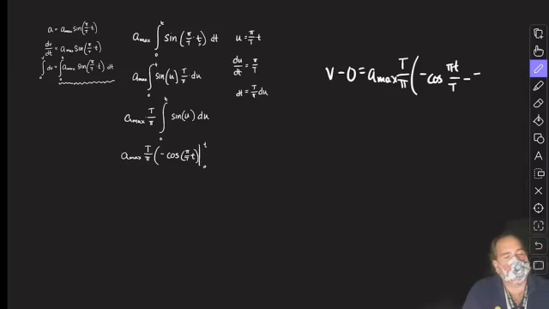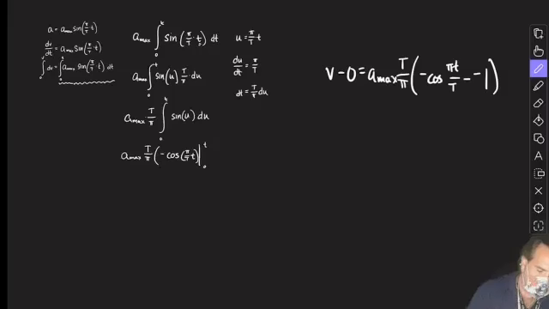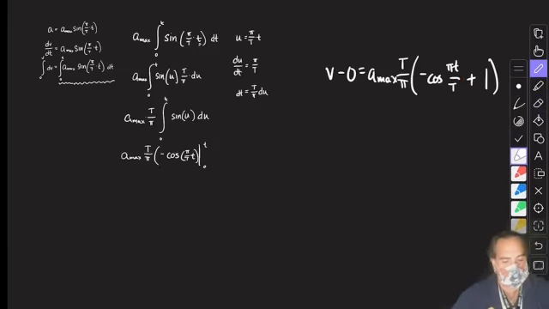What is the cosine of 0? 1, so minus negative 1. So that's just going to turn that into plus 1. So that just all becomes plus 1. There it is. That's the answer. That is our expression for the velocity in terms of the time. It's not easy to look at, is it? But that's what it is.